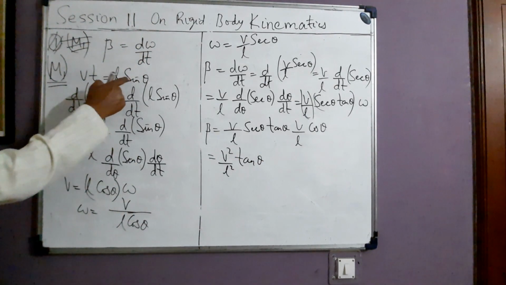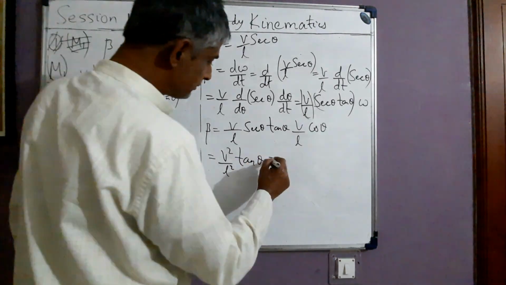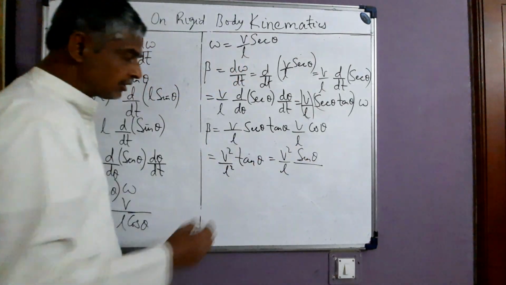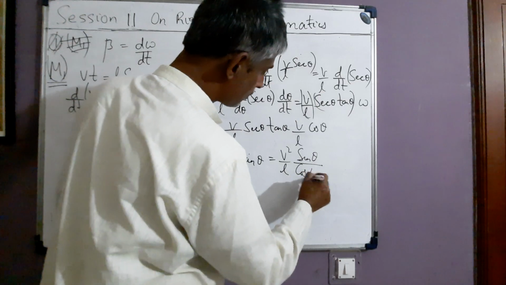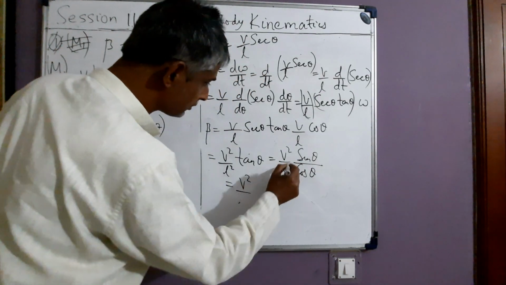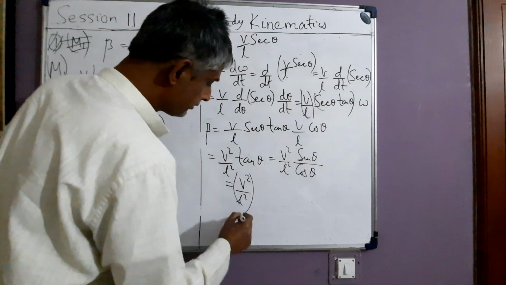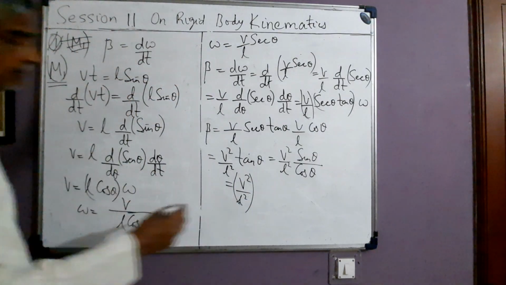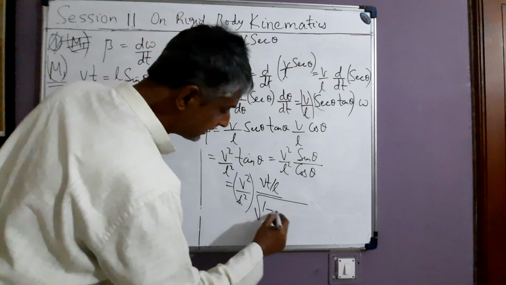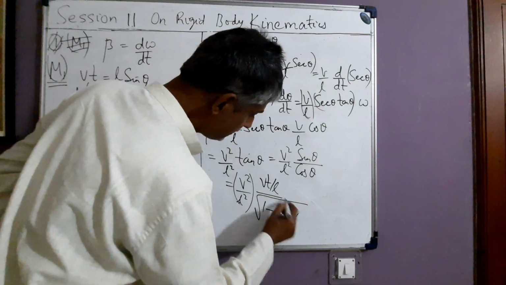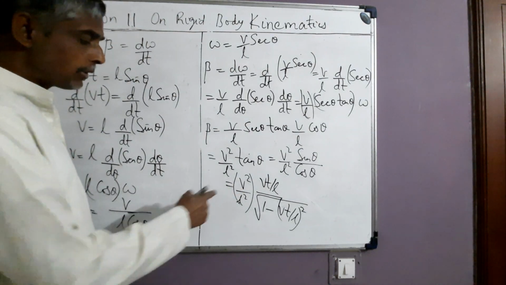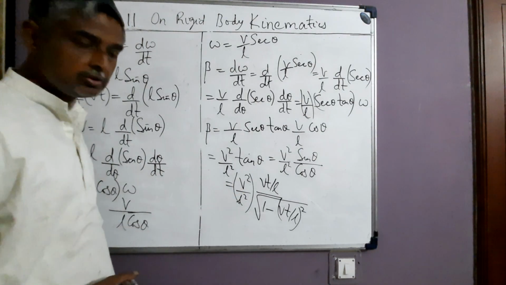Now from this equation, sin theta is Vt by L. So this can be written as V square by L square into tan theta, and tan theta will be written as sin theta by cos theta. So this becomes V square by L square into sin theta, which becomes Vt by L, and cos theta becomes root under 1 minus sin square theta, that is Vt by L whole square. So this is the required answer. This is the required angular acceleration beta of the rod at time t.